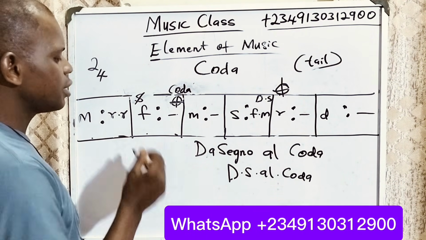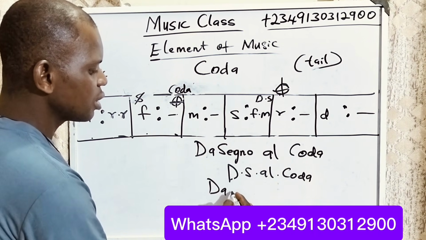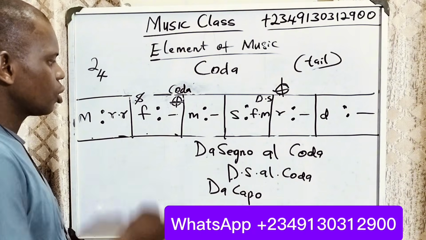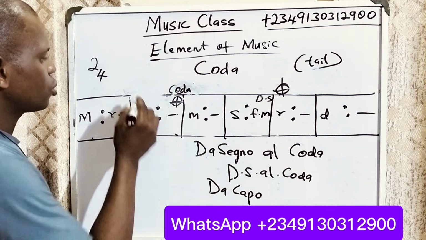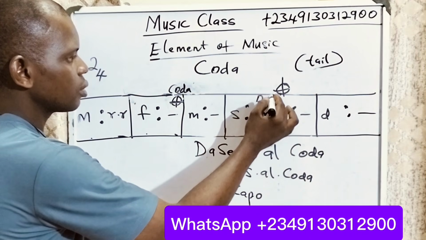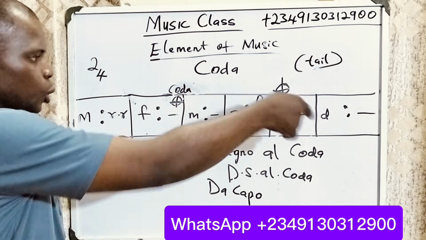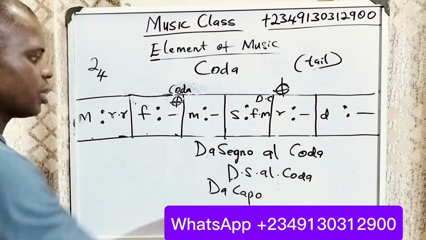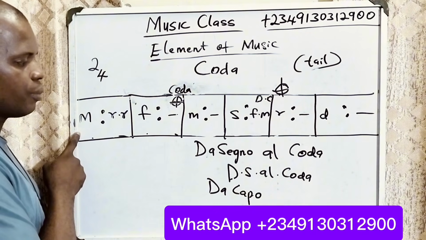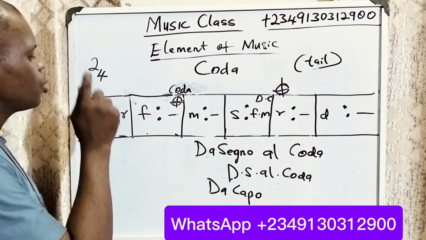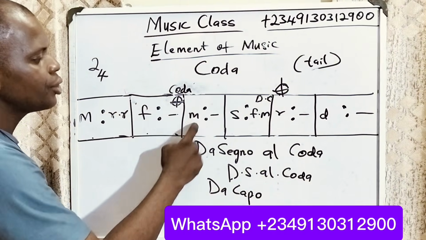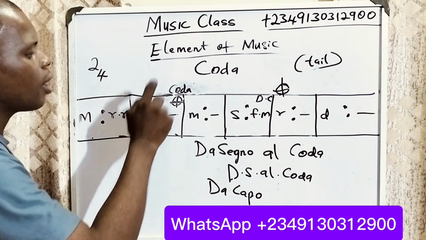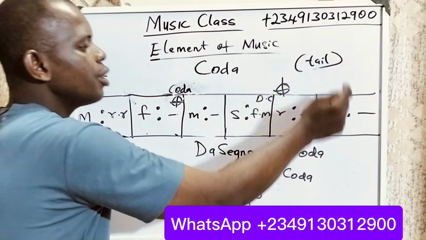Okay, but if it is D.C., which is Da Capo, al Coda, what it means is that this sign will not be there. Do you understand? You have D.C., you have the Coda and Coda. This one shows you the end, but this one shows you this is where you start and jump to the end. This D.C. means go from the beginning. Do you understand? Mi, re, fa, mi, sol, fa, mi, re, fa, re, do.